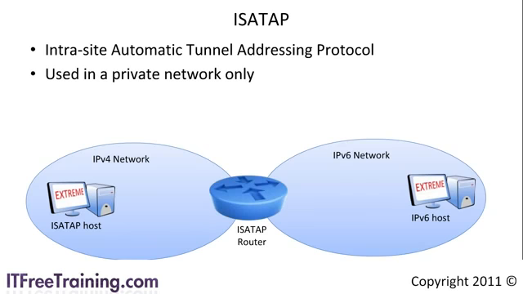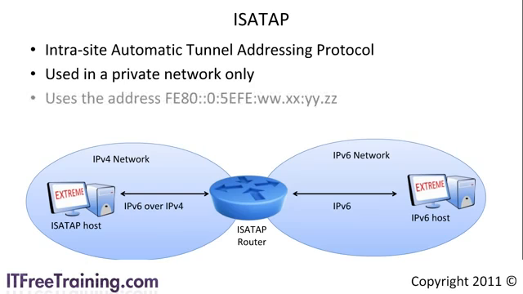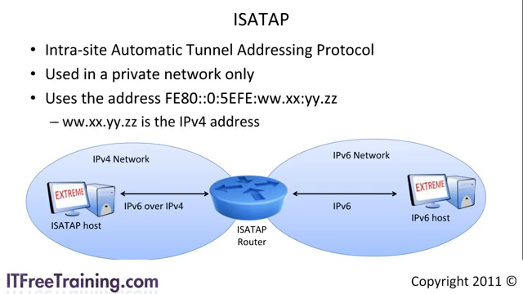If a computer on the IP version 4 network wants to communicate with a computer on the IP version 6 network, the computer first communicates to the ISATAP router using IP version 4. In order for a host on the IP version 6 network to receive the communication, the router must communicate to the IP version 6 host in IPv6. To do this, the router uses a link local address. Remember, link local addresses always start with FE80 and are used for local traffic only. In the host part of the address, you have 5EFE, followed by the IP version 4 address.